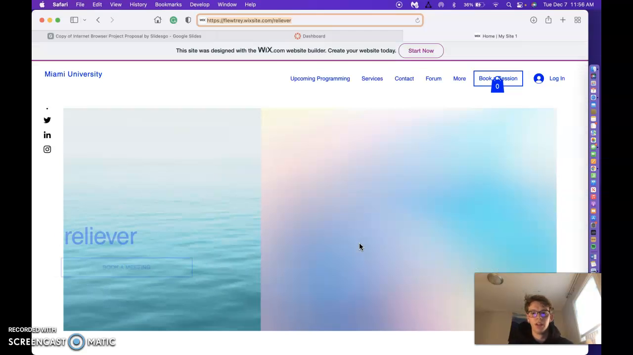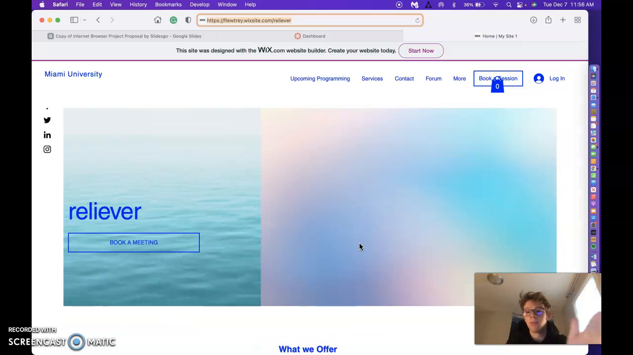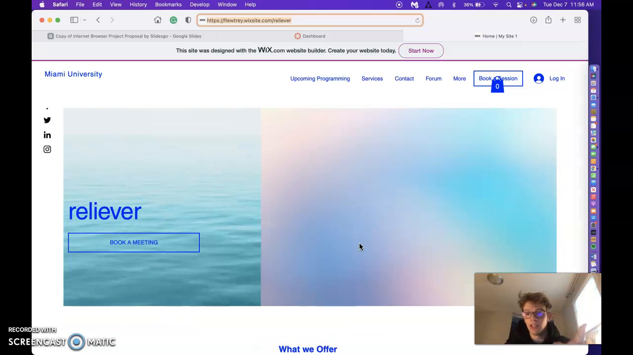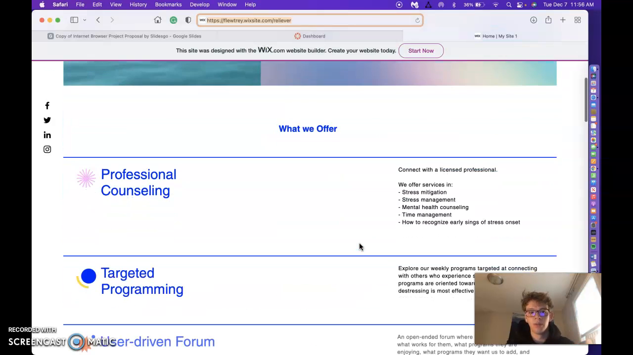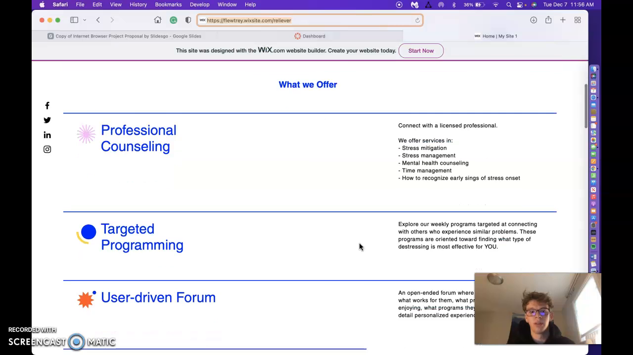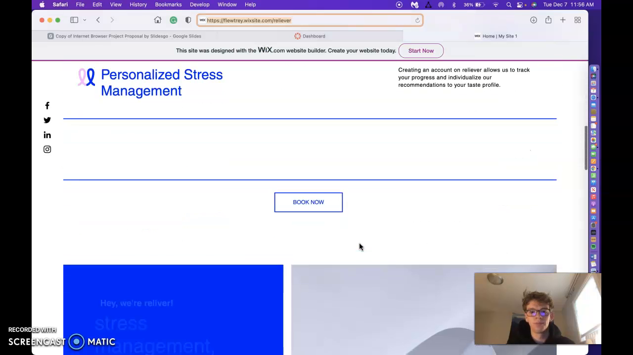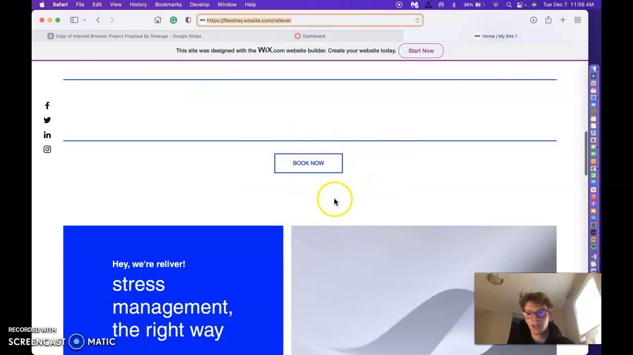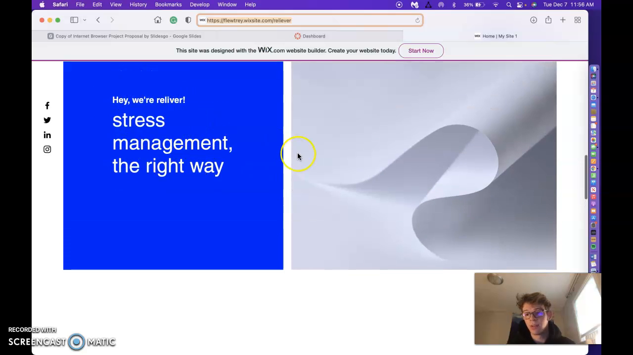Okay, cool. So this is the Reliever site. As you can see, the page starts with a book a meeting because that's the most important thing. You can book a meeting directly on the site, and it shows you that. What we offer: professional counseling, targeted programming, user-driven forum, personalized stress management. Again, a tab here, right? You can book right through our homepage, which is most important. We call it stress management the right way.